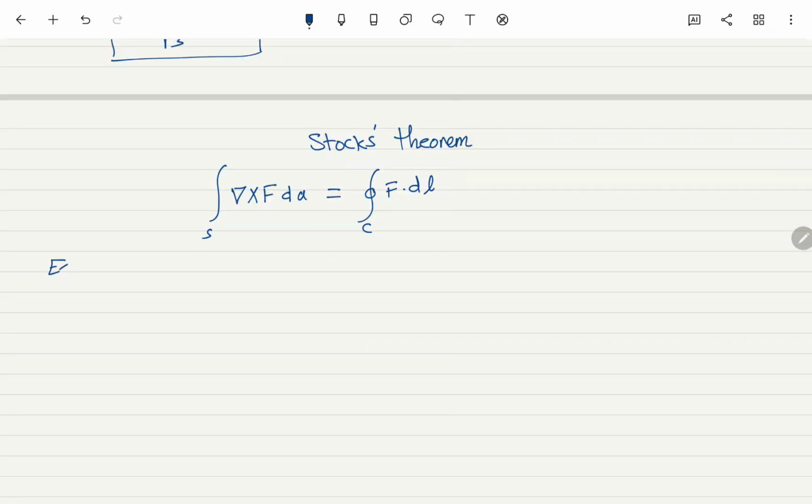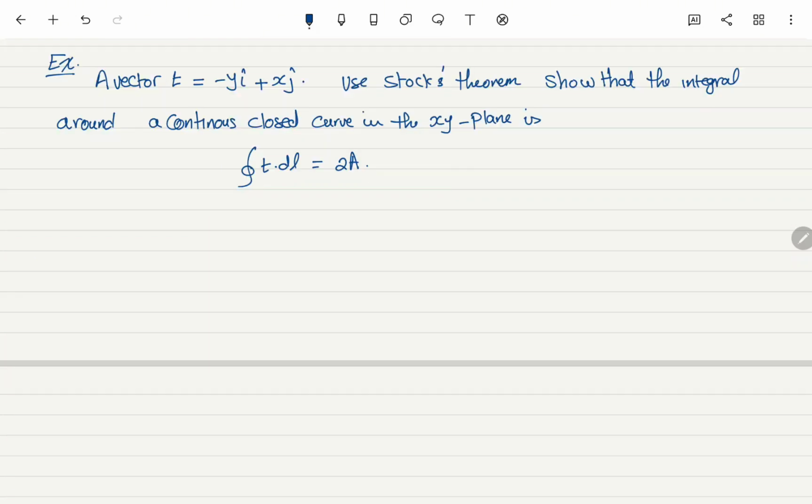Example: if we have a vector t which is equal to minus y i hat plus x j hat, with the aid of Stokes theorem, show that the integral around the continuous closed curve in the xy plane is equal to 2a.